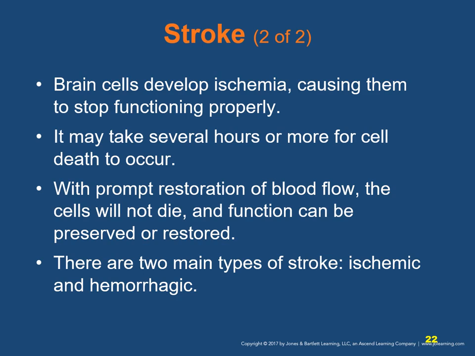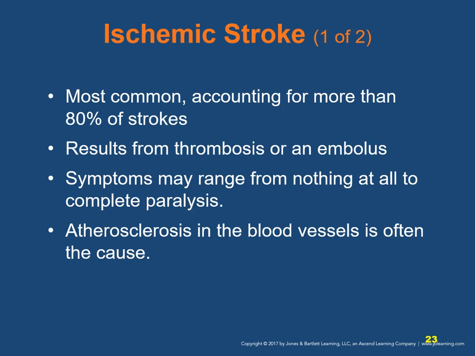As for types of stroke, there are 2 main types of stroke: ischemic and hemorrhagic. An ischemic stroke occurs when blood flow through the cerebral arteries is blocked. In hemorrhagic stroke, a blood vessel ruptures and the accumulated blood causes increased pressure in the brain. Ischemic stroke is the more common type of stroke, and according to the American Stroke Association, accounts for more than 80% of strokes.